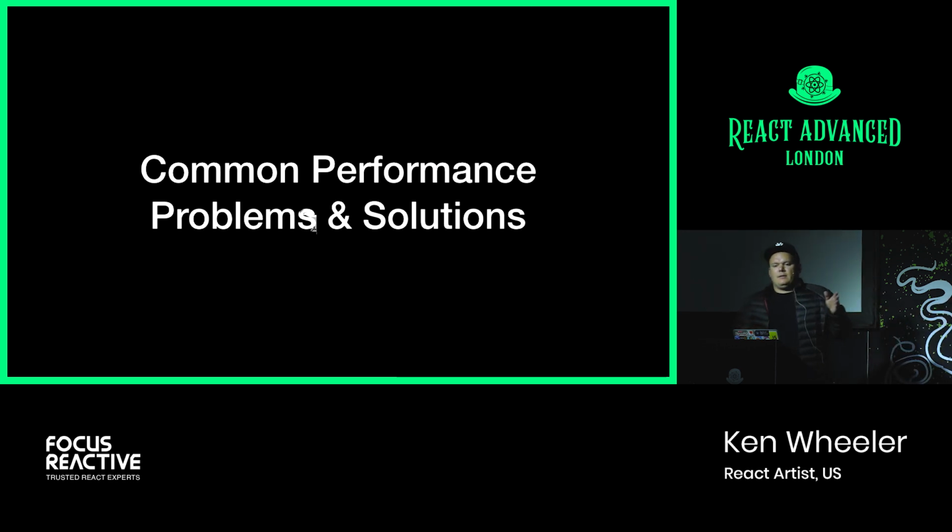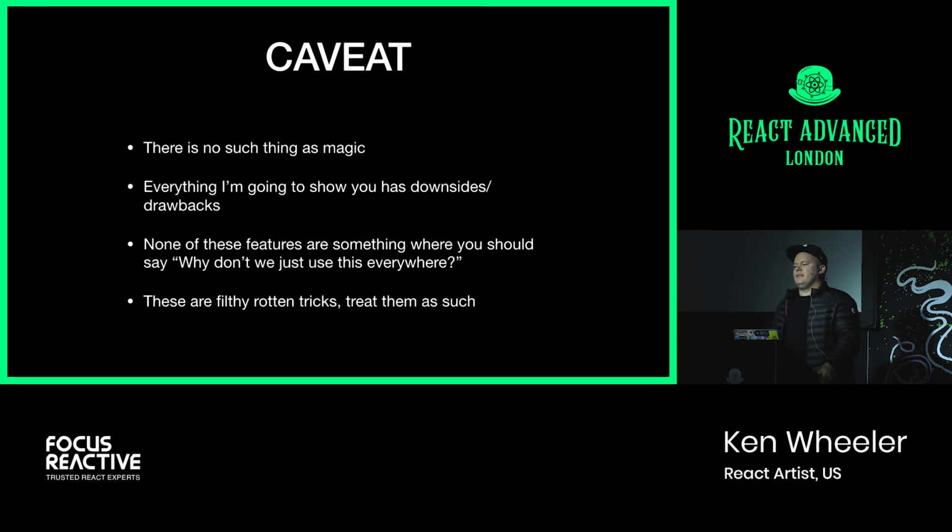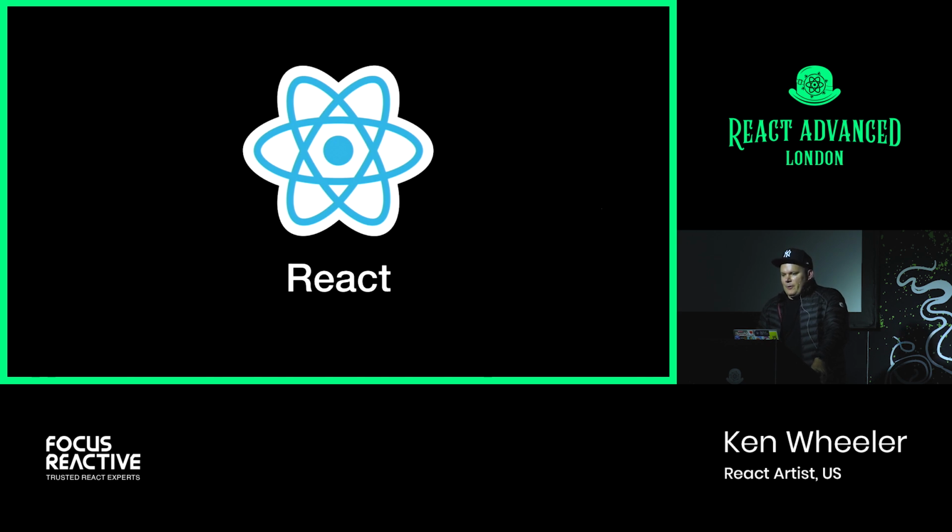With that said, I want to talk about some common problems that you might have and the solutions to those problems, with the caveat that there is no such thing as magic. There's nothing where you can say, hey, this will just make my app fast, let's do this everywhere. Everything has a trade-off. Every performance optimization you make has some kind of trade-off, so you only want to use it when applicable, when you actually have a problem, and not prematurely optimize your app. So let's talk about React first.